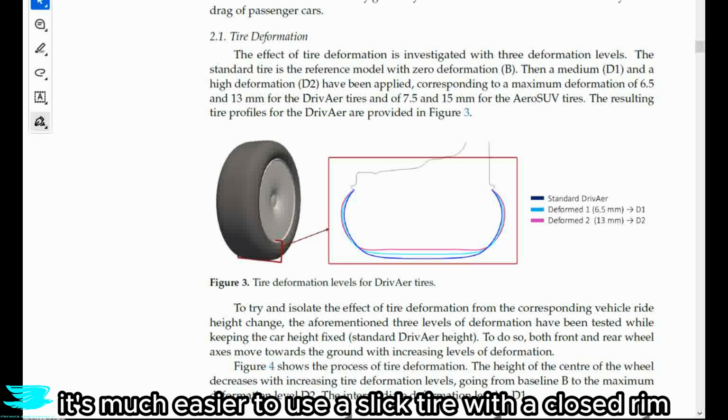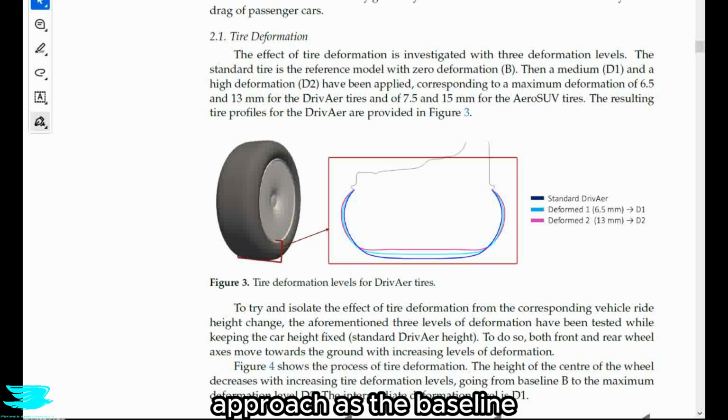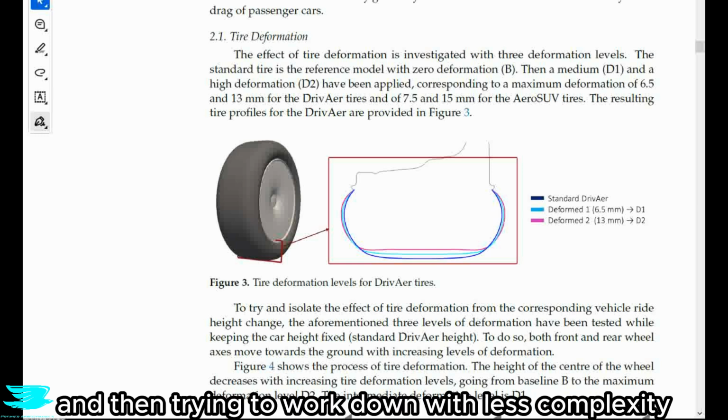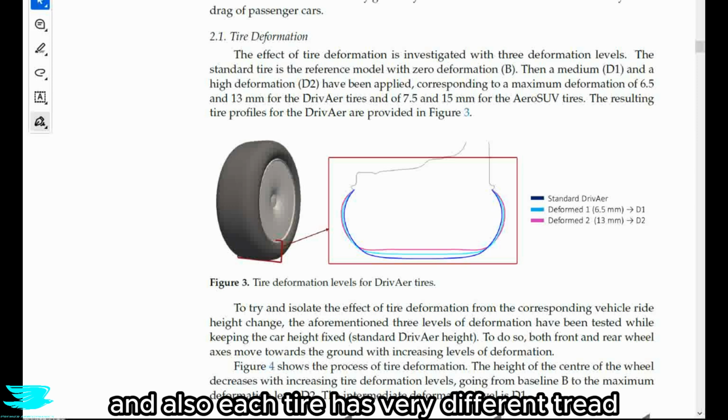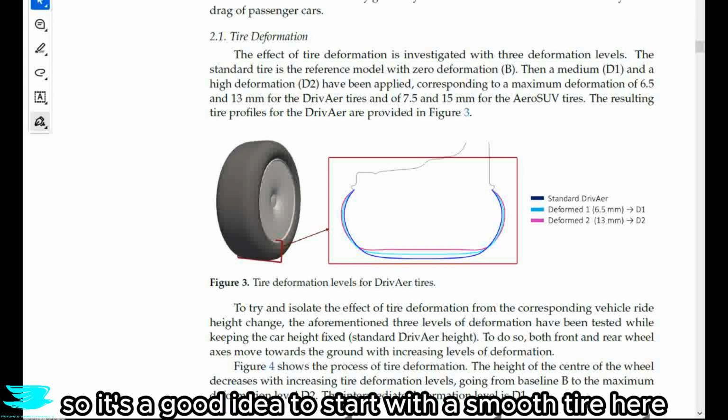It's much easier to use a slick tire with a closed rim approach as the baseline and then work up from there instead of going all out to begin with and then trying to work down with less complexity. And also each tire has very different treads, so it's kind of like, where do you start? So it's a good idea to start with a smooth tire here.